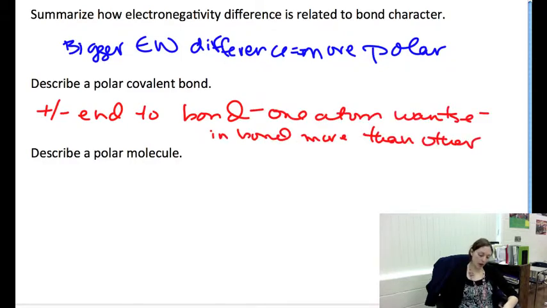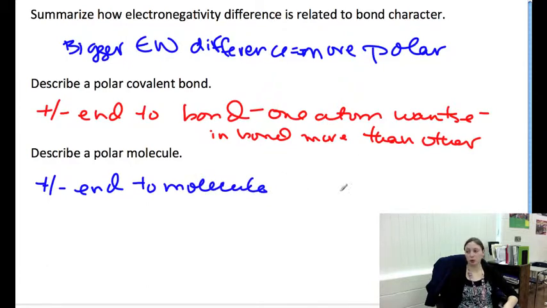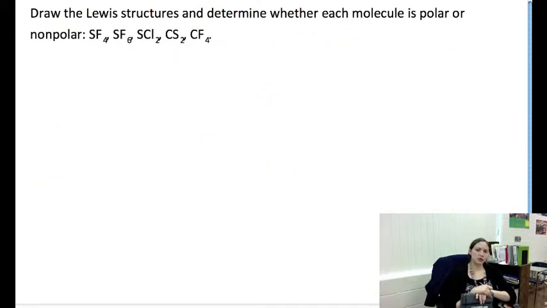If I look at a polar molecule, that means I have a positive and negative end to my molecule. And so now I have the electrons being pulled one way or the other overall. So this is kind of overall versus one particular bond in a substance. You need to draw the Lewis structure and determine whether each molecule is polar or nonpolar. So the first thing I want you to do is take a minute and draw all 6 of these Lewis structures, not shapes, Lewis structures.